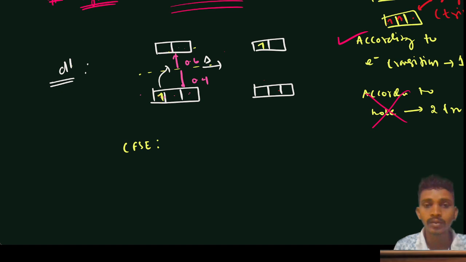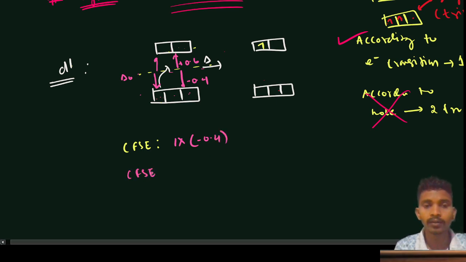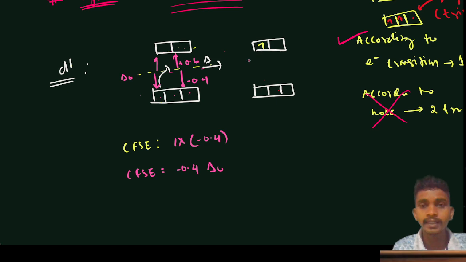Here 1 electron is there, so 1 into 0.4. This is negative because this is the low energy, and this is positive because this is in high energy. From here this is a high value, so this is a positive value, and from here it is less, so this is the negative value, and this value is delta naught. So this value will be 1 electron into minus 0.4. So CFSE will be minus 0.4 delta naught.